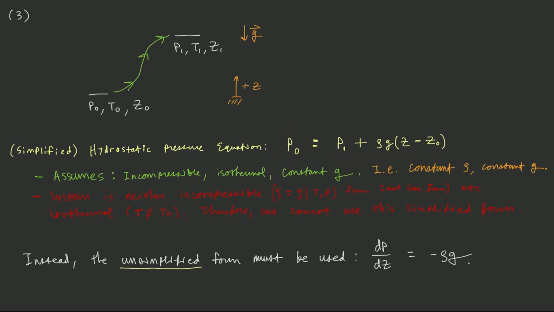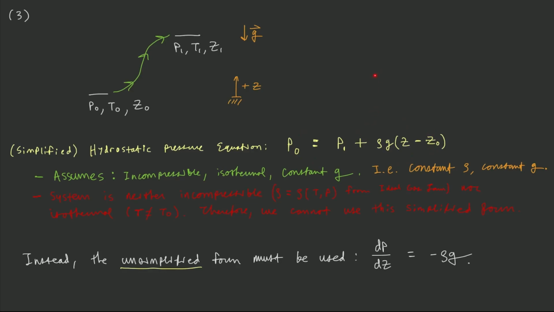Now, the problem with this equation is it assumes an incompressible, isothermal system and a constant g. So incompressible gas, isothermal system, and a constant gravitational field. In other words, this equation assumes that we have a constant density and a constant gravitational field. Now, we do have a constant gravitational field, so that's great, but we don't have a constant density because the system is not incompressible. In other words, the density is a function of temperature and pressure, so the density is changing in this problem depending on where you are in Z. And we don't have an isothermal system because T0 is not equal to T1. So we can't use this simplified form of the hydrostatic pressure equation. We have to do something a little bit more sophisticated.